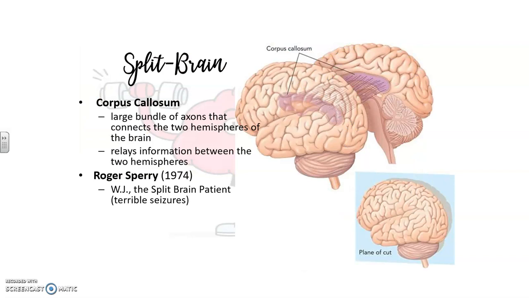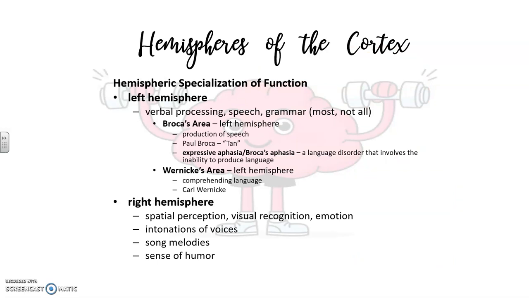Split brain. We have two hemispheres in our brain, and in between are little bundles of axons that connect them, and that's called the corpus callosum. And if you think about it, two hemispheres, corpus callosum is two words to keep them together. Little helpful trick. And then again, the hemispheres. We have the left hemisphere that has Broca's area.